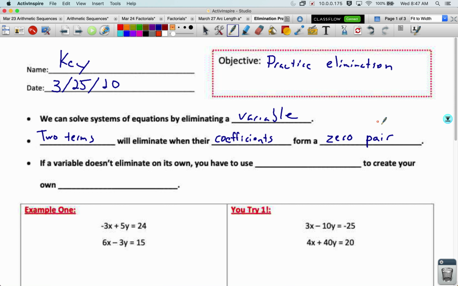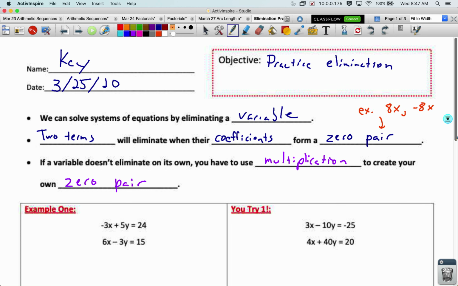Let's have an example of this real quick. An example of a zero pair would be something like 8x and negative 8x. That's a zero pair because they cancel each other out. If a variable doesn't eliminate on its own, you have to use multiplication to create your own zero pair. We'll see examples of that down below.